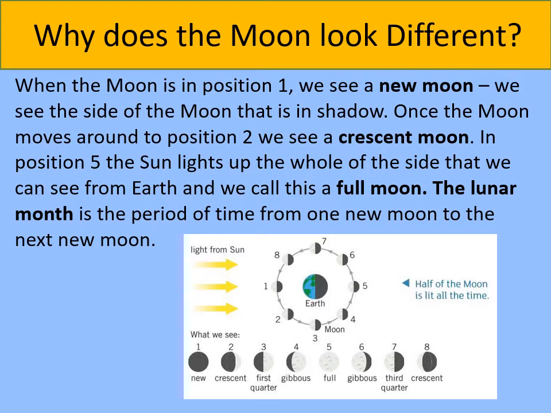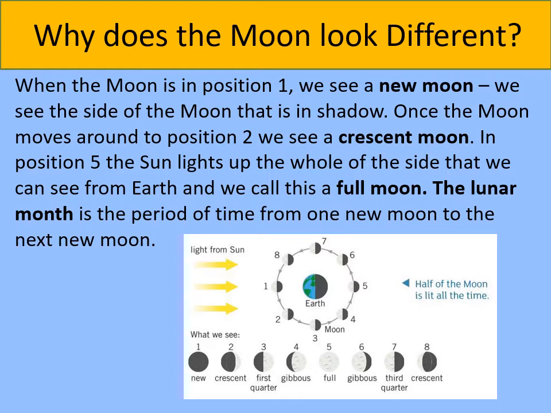After position 3, the Moon will move into position 4, and we are getting quite close to full moon, but not quite there. It's called the waxing gibbous because it's still growing. Then finally we get to position 5, where again 50% of the Moon is visible, and this time it's lit, so we get what's called the full moon.